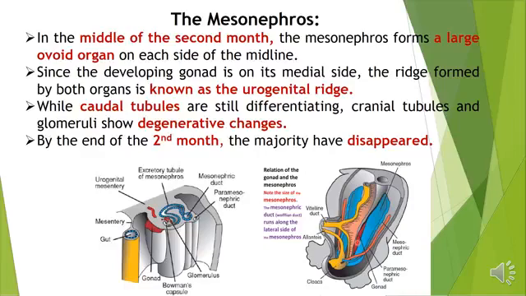While caudal tubules are still differentiating, the cranial tubules and the glomeruli show degenerative changes. By the end of the second month, the majority have disappeared. So the mesonephros, its time is the end of the second month.